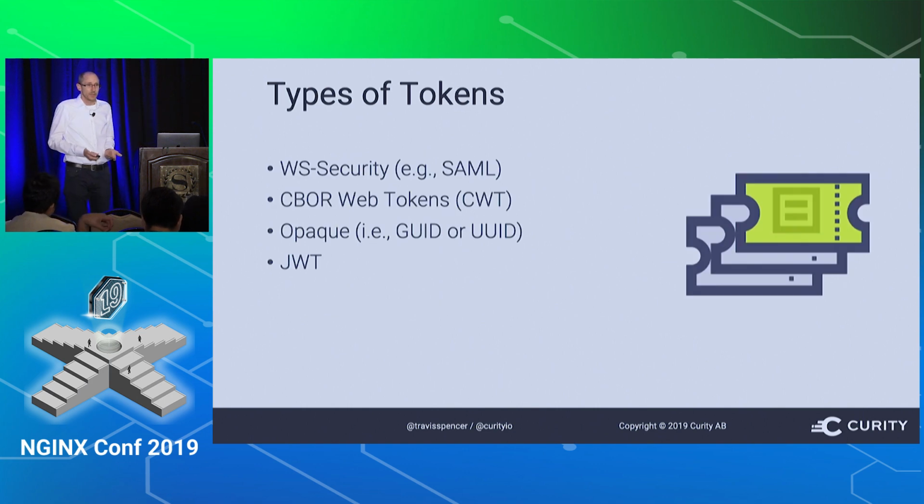So we also have different types of tokens. OAuth doesn't define any specific type. It allows for this to be what you would need it to be. So you can have legacy types like WS-Security tokens, SAML tokens, but you can also have more modern token formats like CBOR web tokens. You can also have, of course, opaque GUID tokens, which we'll talk about, and JSON web tokens.